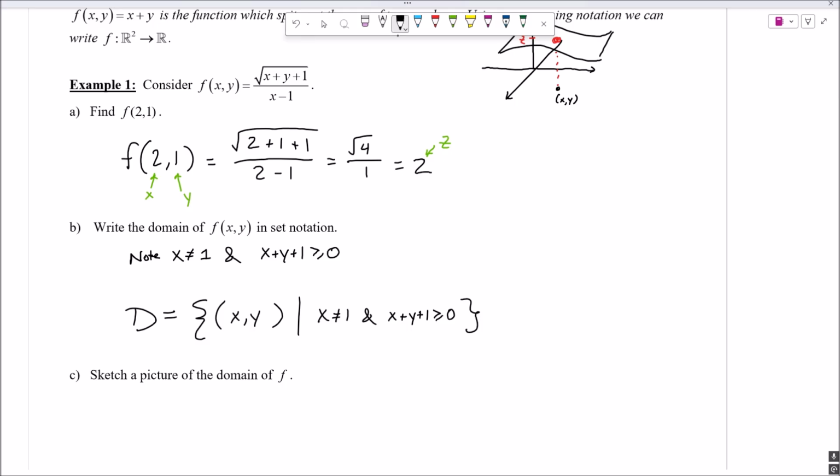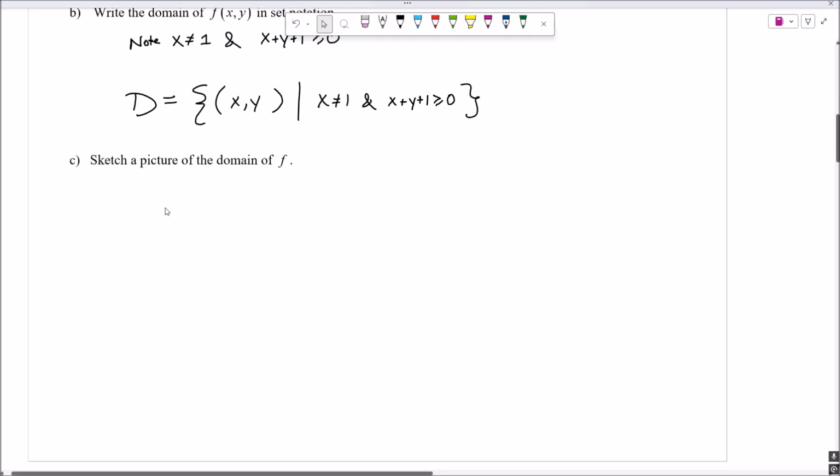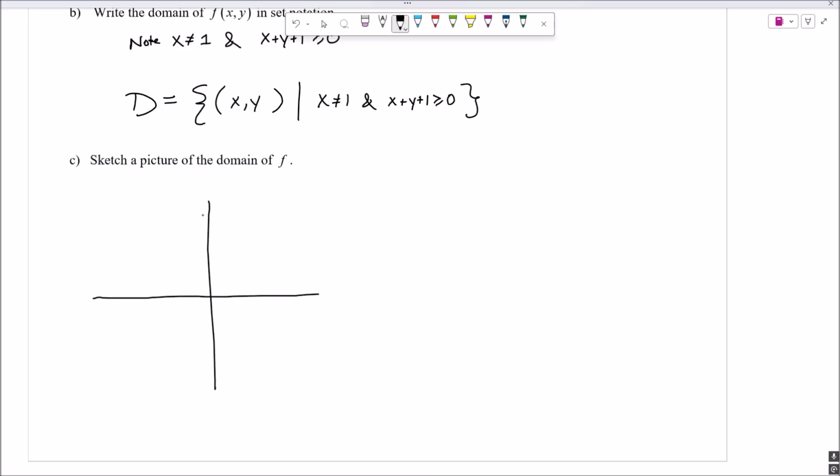But of course you might then ask the question, okay, Kyle, is there any way for me to know what all the possible values of x comma y would be? What are all the possible ordered pairs in the xy plane that would work? It is possible to do this by sketching a picture of my domain. To do this, I'm going to sketch out a big set of axes. I only need the xy plane here because I'm only interested in the input values.